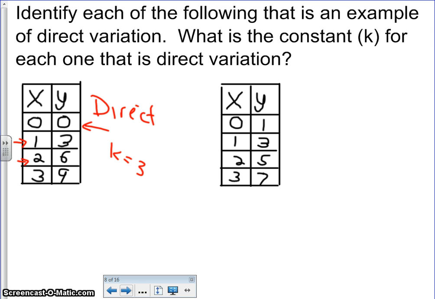2 times 3 is 6. 3 times 3 is 9. 0 times 3 is 0. That's a winner. We know that this is direct variation with k equals 3. This one on the right is not a direct variation. It does not pass through the origin. Furthermore, we don't multiply by the same thing each time. If you look right here, we know that 1 times 3 is 3, but 2 times 3 is 6, not 5. So this one cannot be direct variation for a couple of reasons.